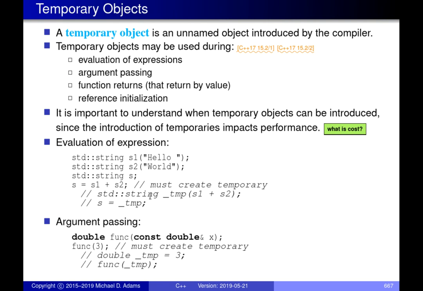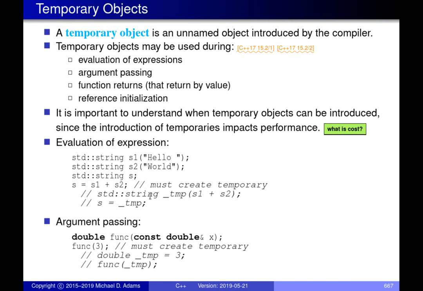A temporary object is essentially an object that's introduced by the compiler. There is no variable per se that's explicitly written in your code. But in order for the compiler to have any reasonable hope of making things work, it has to introduce a variable that wasn't there. It's called a temporary object. It's an unnamed object. It has no name, and there's no way to refer to it by name.